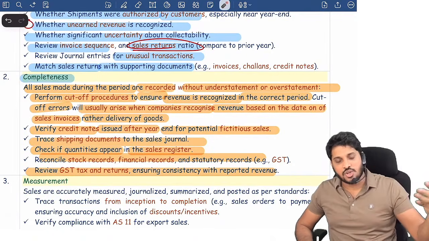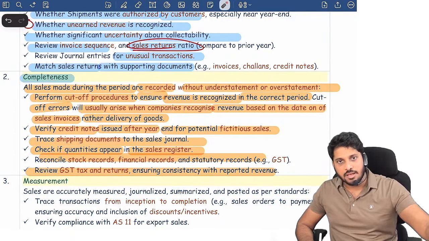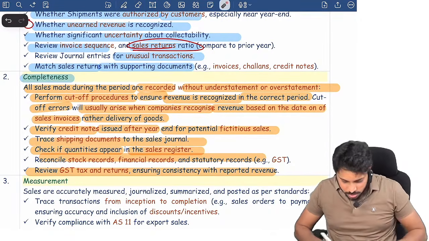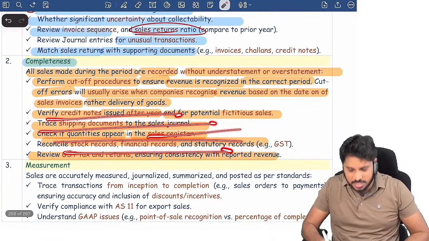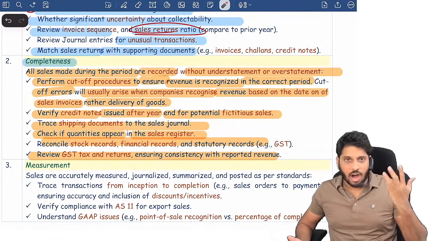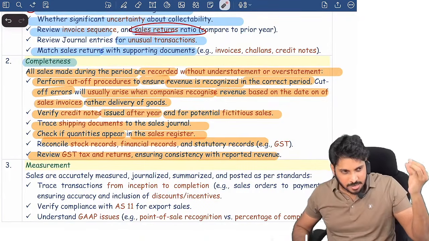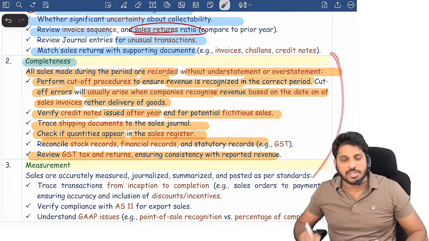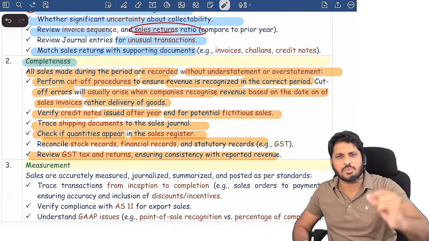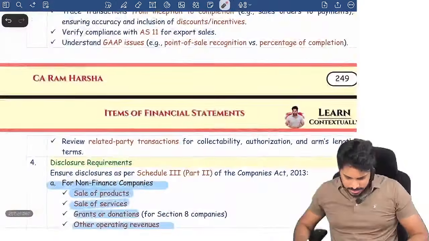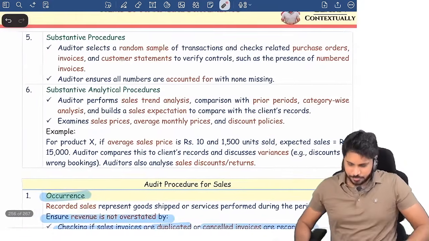Companies are accounting sales online. Transactions are online. Companies are using enterprise SAP software, ERP software. Do you think all these shipping documents and sales registers are there now? Unfortunate thing, sometimes we need to study an outdated syllabus. Sometimes ICAI has updated the syllabus a lot. Now they need to update this chapter. Technically speaking, many points in this chapter are very outdated. Fine. That's it, guys. This is related to sales.